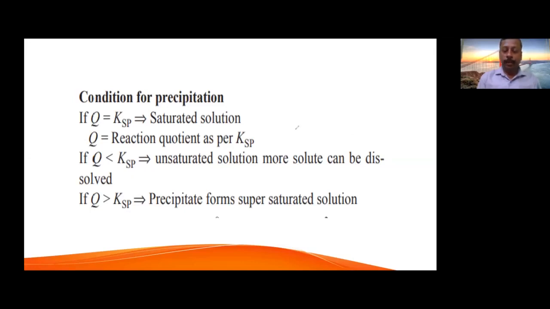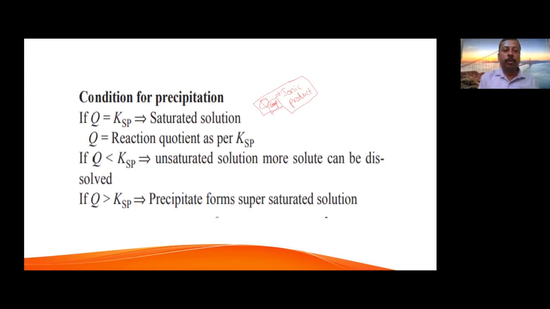Here there is a term, a formula, a representation called QSP. QSP is called the ionic product. There is no separate formula for the QSP. For the given condition, you multiply the ion concentrations. Then you will get Q or QSP. Sometimes it is just called Q.